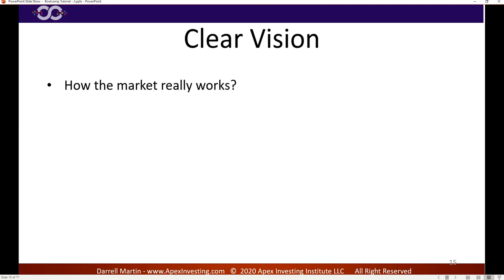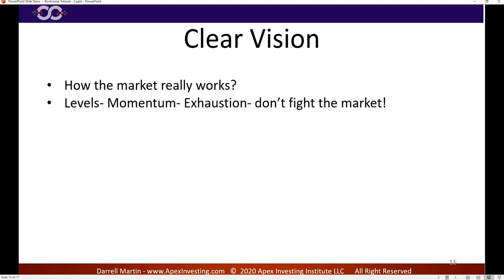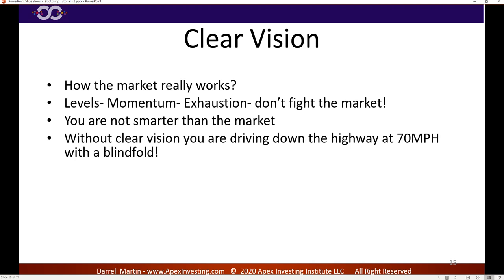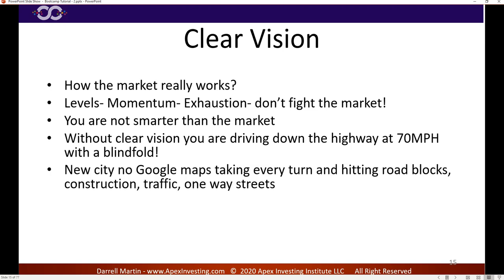So we want you to have a clear vision of how the market really works, understanding levels, momentum, exhaustion. Don't fight the market. You're not smarter than the market. You think you are. We all think we are at some point. We're not smarter than the market. Without a clear vision of what's going on, it's like you're driving down the highway at 70 miles an hour with a blindfold on. You're just flying down the highway, literally blind. You're new to a city, you don't have any Google Maps, and you're downtown just taking every left, every right. You're running into roadblocks, construction, traffic, one-way street. You're just bumping your head, and you feel like you're going in circles.